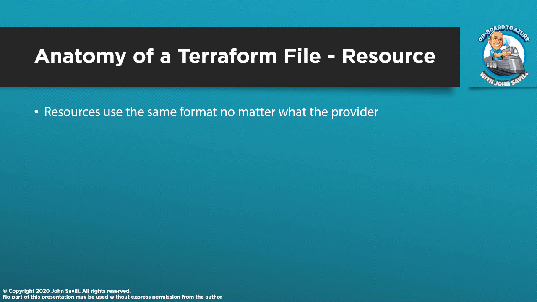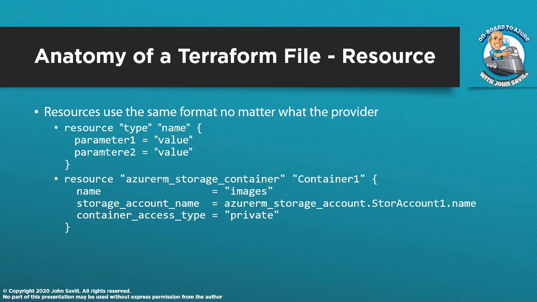Now, resources use the same format no matter what the provider. So it doesn't matter if it's Azure or AWS, it doesn't change the format of a resource. It's going to be the resource keyword, the type of the resource, the name of the resource, and then parameters. So that could be, hey, it's an Azure RM storage container, the container name, in this case container 1, and then some parameters around it.